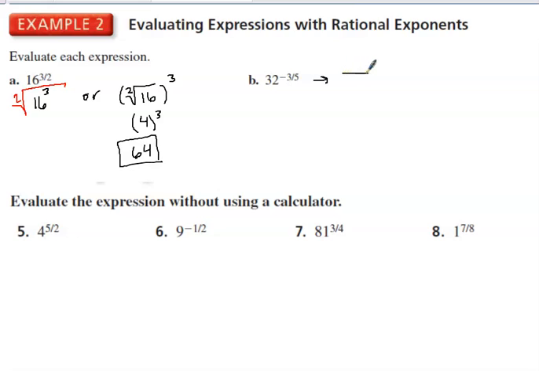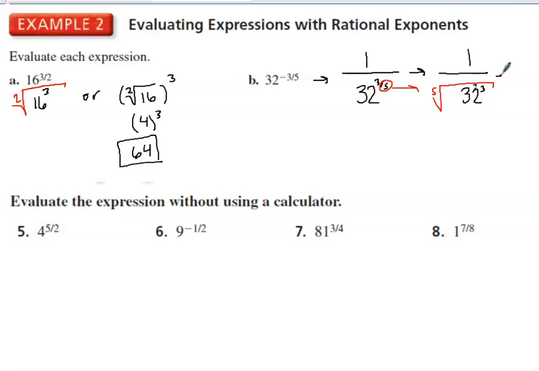In B, I do see a negative exponent. All that means is that we're going to drop that 32 to the denominator, and then my exponent becomes positive. On top, I fill in my fraction with a 1. This is 32 to the power of 3, but then I see a fraction. This 5 tells me that I have a radical with an index of 5, or the 5th root of 32. Let me fix that. This should be 32 to the power of 3 fifths.